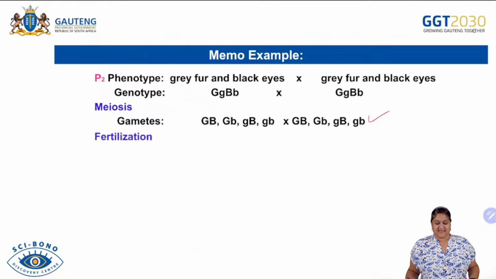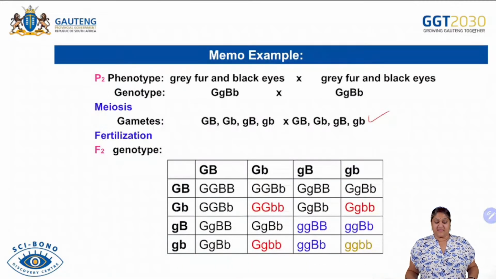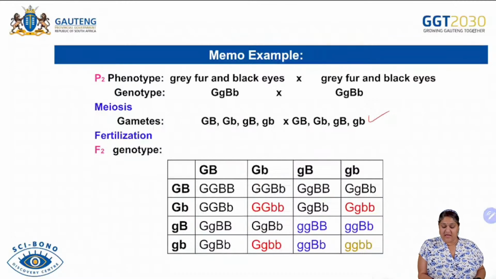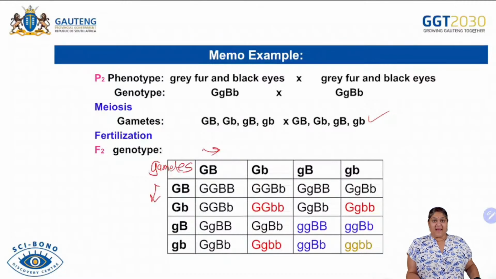Then we've got fertilization. When fertilization occurs, that's when those gametes are going to fuse. And now we've got the F2 genotype. And now you're going to work out the Punnett square. So here we have the big Punnett square. We're going to put the gametes in here, this way and this way. And then you're going to do your normal Punnett square. And then you're going to get all of these.